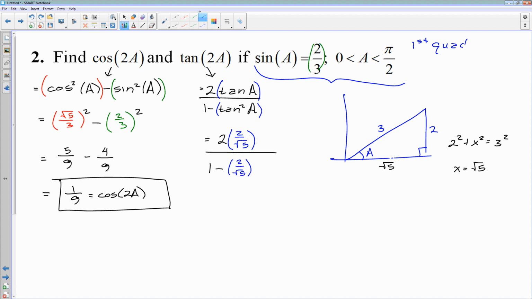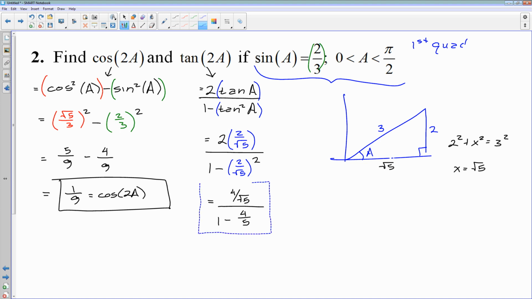And we will square that, and we'll clean this up. So 2 times 2 over root 5 is 4 over root 5, over 1 minus 2 squared is 4. The square root of 5 squared is 5. And at this point, I'm going to be kind of nice. I'm going to be okay if you stop right here. If you want to give me this as your answer, that's fine.